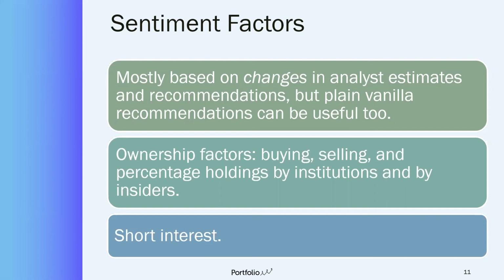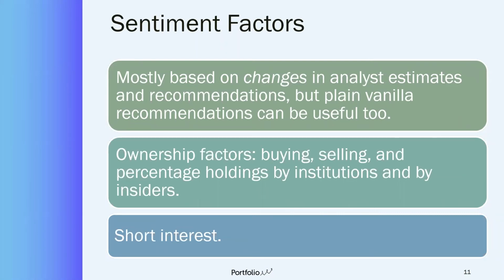Now, other sentiment factors are ownership factors: buying, selling, and percentage holdings by institutions and by insiders. And I'll give you a little tip here. Insider buying is much more valuable than insider selling, which is often meaningless. People have all sorts of reasons to sell their shares, but there's only one good reason to buy shares in the company that you're in. It's because you expect it to do well.